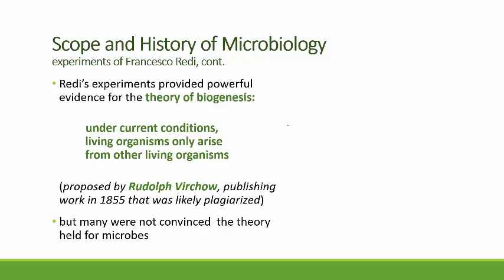Despite Redi's powerful evidence for a theory of biogenesis, that under current conditions living organisms only arise from other living organisms, and this idea of biogenesis was proposed by a fellow scientist named Rudolf Virchow. He was publishing his work in 1855, but it was likely plagiarized as we look back on it now. But this just wasn't enough to convince people that in all cases spontaneous generation could not occur.